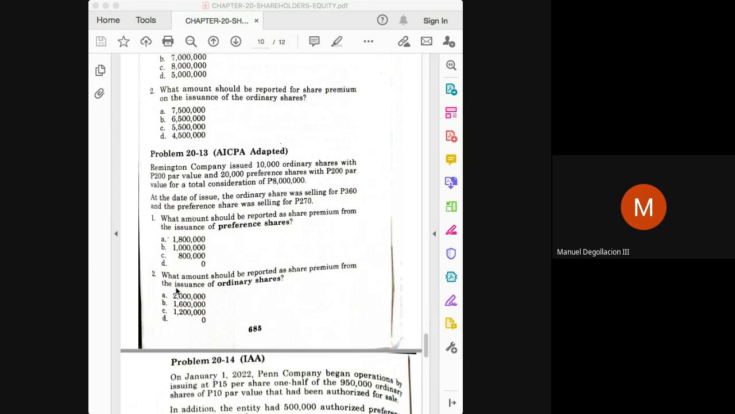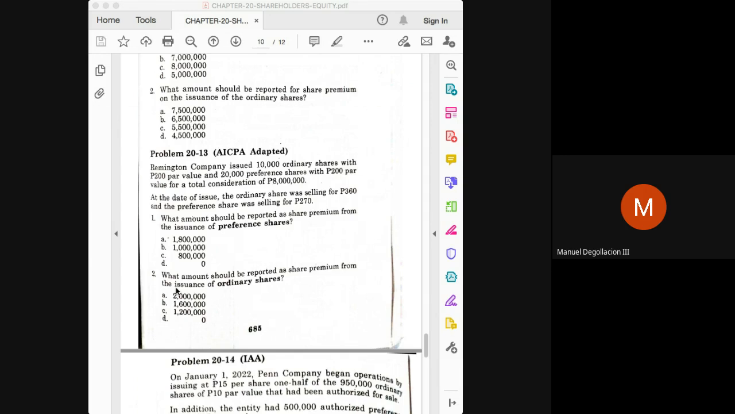So out of the 4,800,000 value assigned to it, 4 million will go to your share capital, the par value. So that means the amount that will be credited to share premium would be 800,000, and the answer there would be Charlie. Okay, and we'll have to do the same for the ordinary shares.